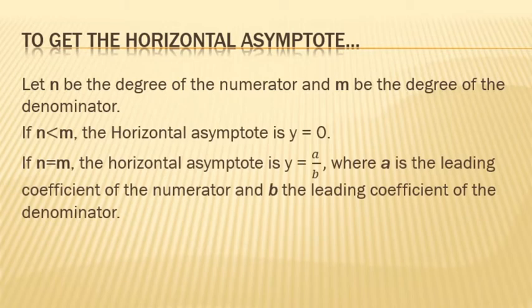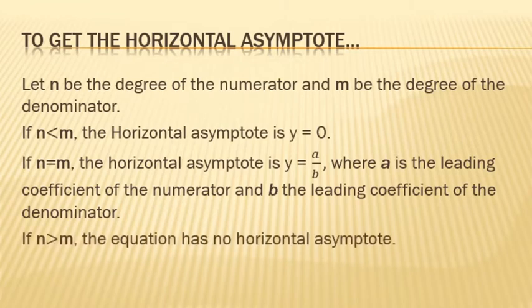If n is equal to m, kung pantay lang naman, pareho, titingnan natin yung coefficients nung n at m, where a is the leading coefficient of the numerator and b is the leading coefficient of the denominator. Kapag nag-equal yung kanyang degree, tingnan lang natin yung a over b. Yun ang ating magiging horizontal asymptote. Now, if n is greater than m, mas malaki yung degree ni n kaysa kay m, wala siyang horizontal asymptote. So, para mas maintindihan natin, let's have some examples.